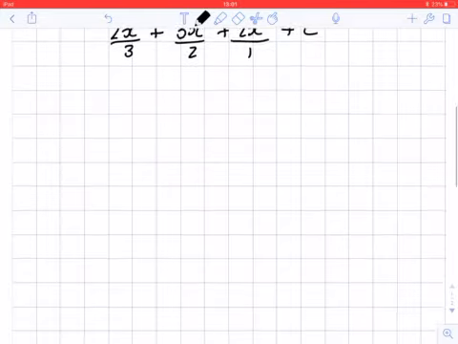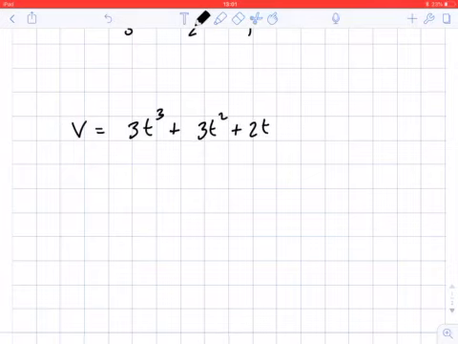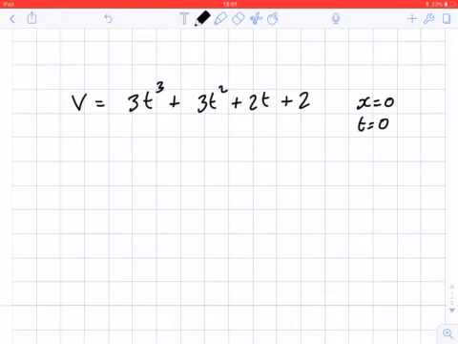So how do we apply this to a generic non-constant acceleration question? Well, let's say I start with a velocity equation, and that's going to be 3t cubed plus 3t squared plus 2t plus 2. And I'm going to say that when x is 0, t is 0. I'm going to want to find a displacement equation. Well, I know that to get displacement, that's the integral of my velocity expression.